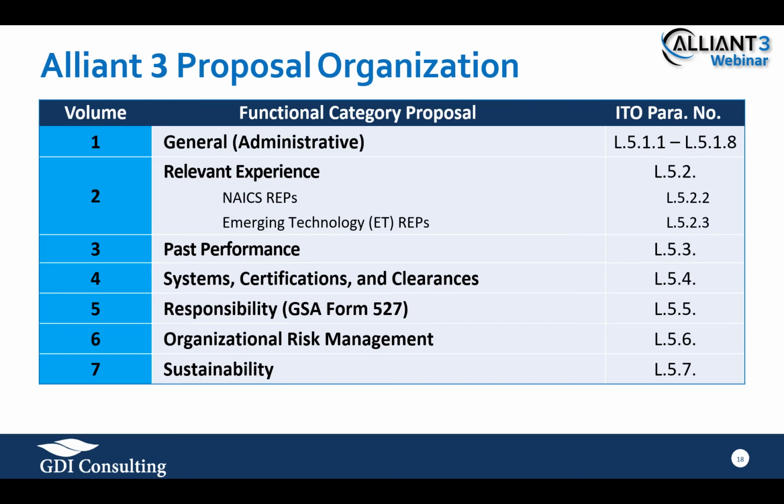But there's the volume 1 general, all the administrative documents that you need to provide to the government, and these are included in L511 to L518. Then we go into the main part that will give you the highest score, which is relevant experience. L521 and L522 and L523 are the 2 types of relevant experience. They call them the NAICS reps and the emerging technology or ET reps.